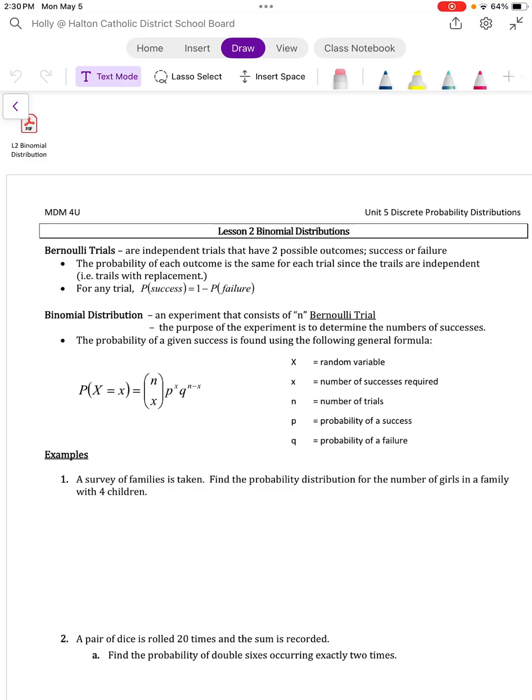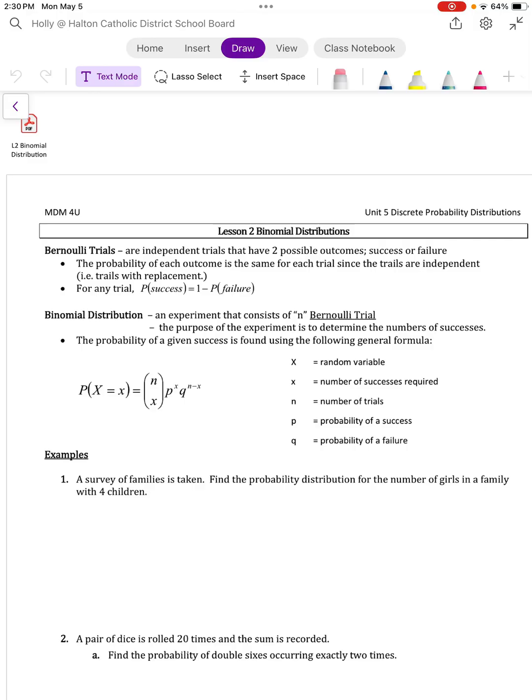So trials with replacement. Think of our examples from previous units where we looked at pulling a card out of a deck and putting it back. When we put it back, it didn't change the probability. It remained the same. So there's replacement happening, and each trial is not dependent on the previous trial. Another example was tossing a coin, heads and tails. That would not depend on the previous trial.